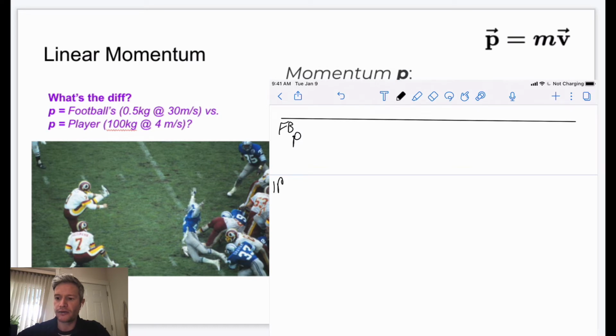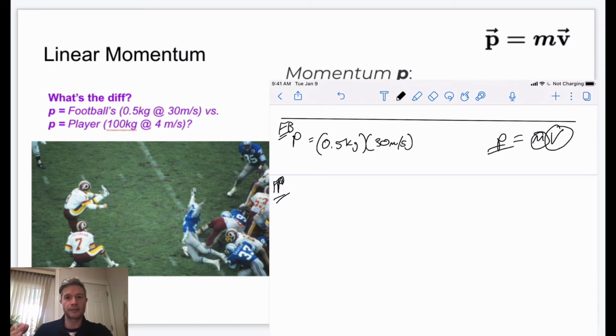Okay, so if we take a look here, we're looking at the momentum of a football and a football player. For our football, we are given that this football has a mass of 0.5 kilogram. We're going to multiply that by 30 meters per second, its velocity, right? Just as a reminder, I'm getting this from our equation for momentum, which is mass times velocity equals momentum. So the P, or the rho sign, is momentum.